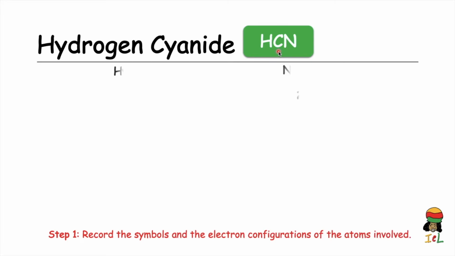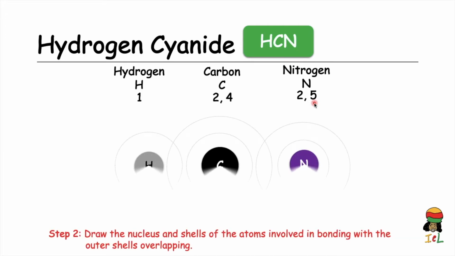We record the information for each atom involved in bonding. Hydrogen H has one shell with one electron. Carbon C has 2 shells with 4 electrons on the last shell. Nitrogen N has 2 shells with 5 electrons on the last shell. Next, we shall draw the atoms with empty shells, ensuring that the last shell of the central atom overlaps with the last shells of the other 2 atoms.